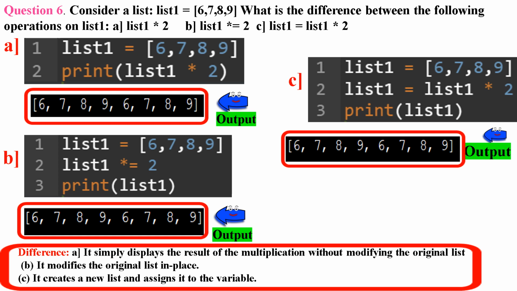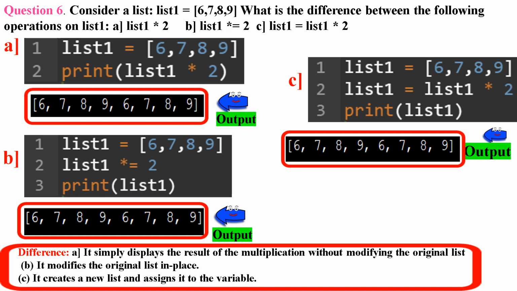Subdivision A. In line 1, we are creating a list with elements 6, 7, 8, and 9. In line 2, we print the result of multiplying the list by 2. In Python, when you use the asterisk operator with a list and an integer, it creates a new list by repeating the elements of the original list the specified number of times.